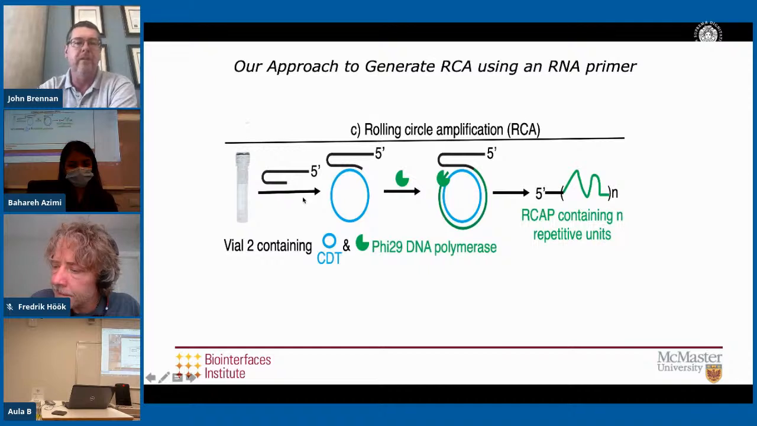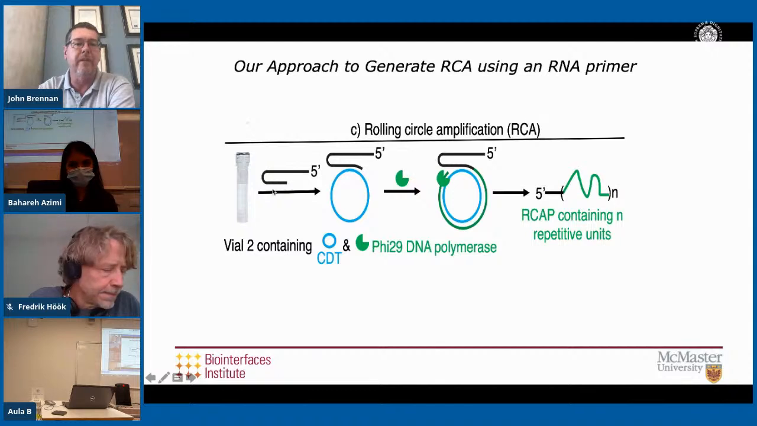And what we then do is we take this and transfer it to a second vial. And this contains a circular DNA template, phi29 DNA polymerase, and dNTPs.